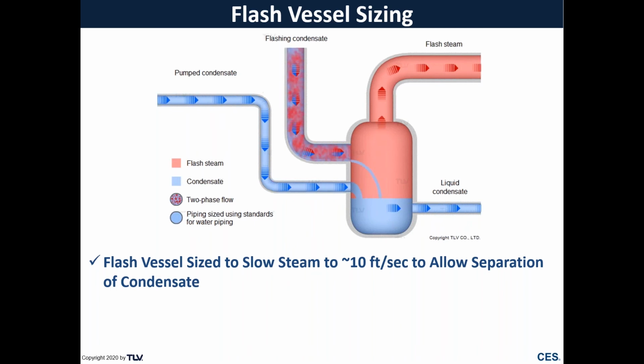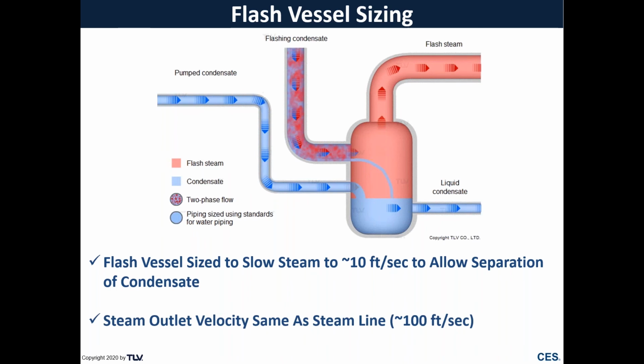So we're going to size the vessel large enough. We're going to have a large enough diameter to slow the velocity to about 10 feet per second, which will allow that to happen. And then once we've accomplished that separation, the steam can be ramped back up to velocities seen commonly in most steam lines, which is going to be about 100 feet per second.